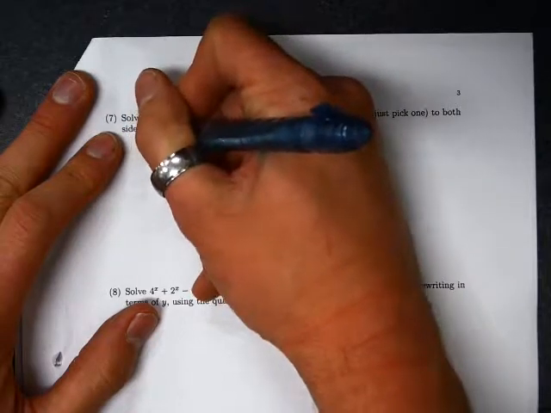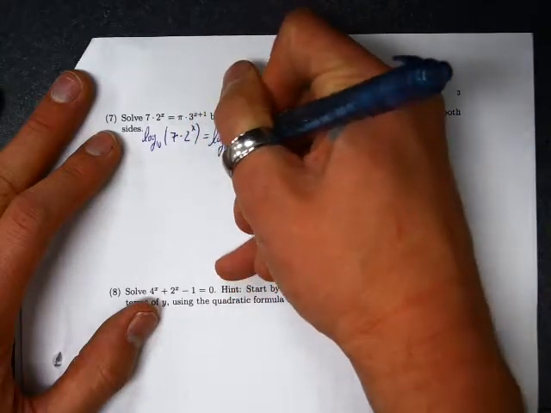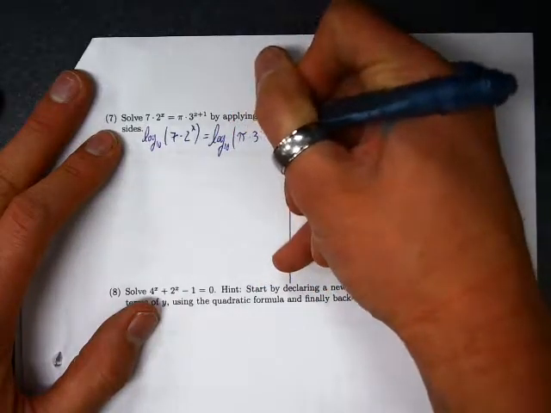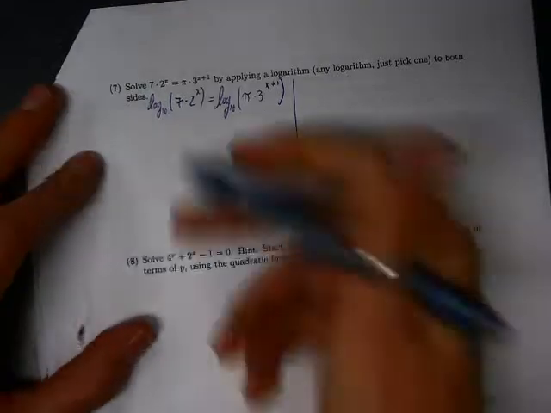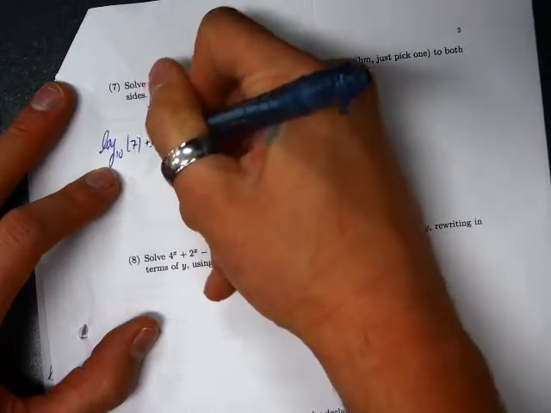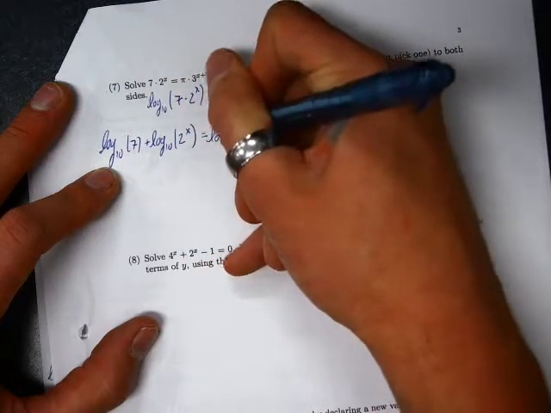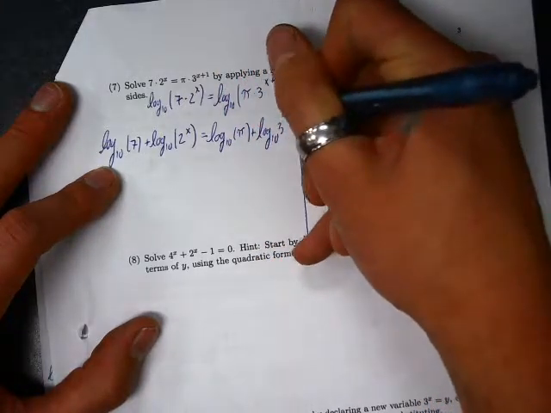So applying log base 10, we get the log base 10 of 7 times 2 to the x is equal to the log base 10 of pi times 3 raised to the power x plus 1. Fair enough. If you want to use some other base, use some other base. So I see inside of those parentheses there's multiplication. What does log turn multiplication into? Addition. Good. So this will become the log base 10 of 7 plus the log base 10 of 2 to the x is equal to the log base 10 of pi plus the log base 10 of 3 raised to the power of x plus 1.